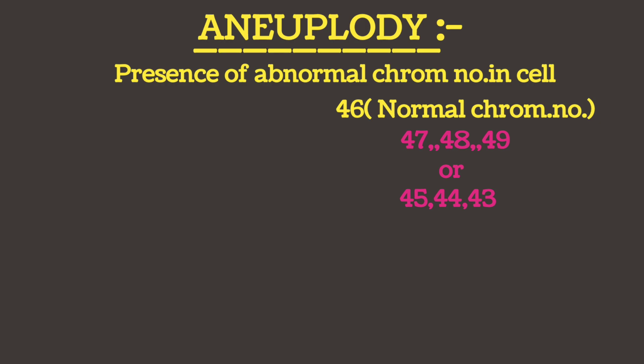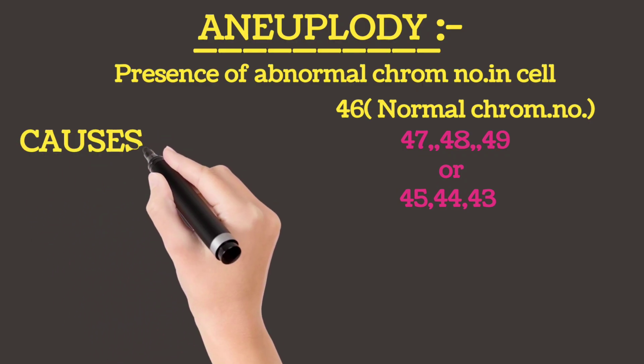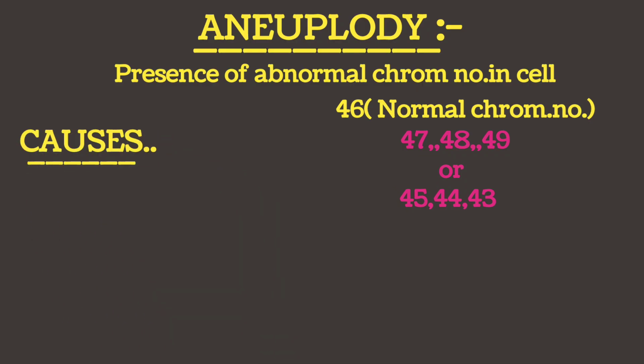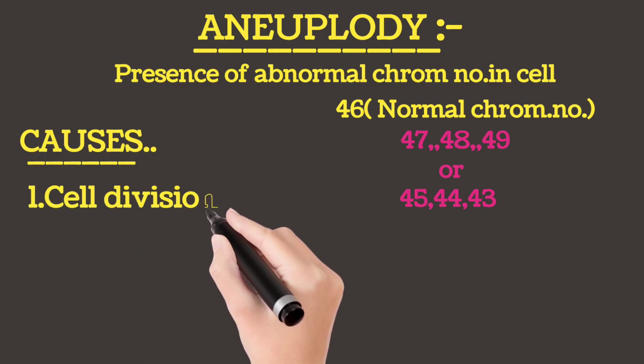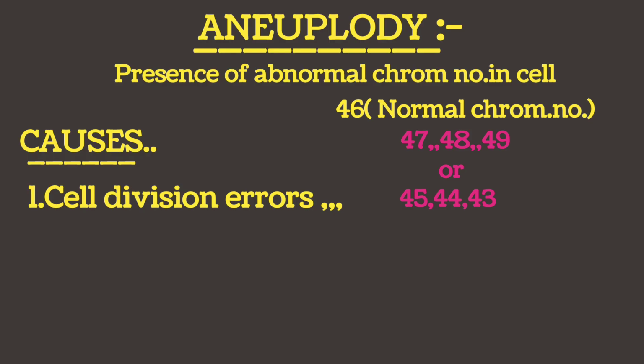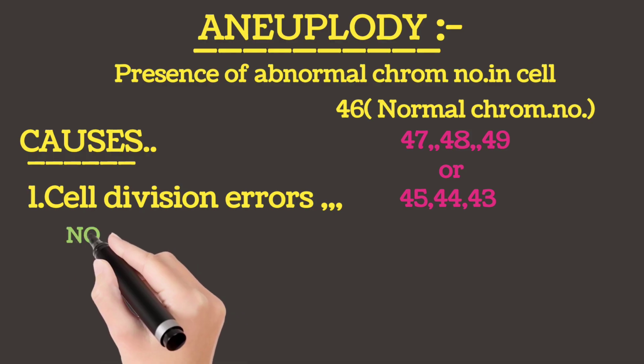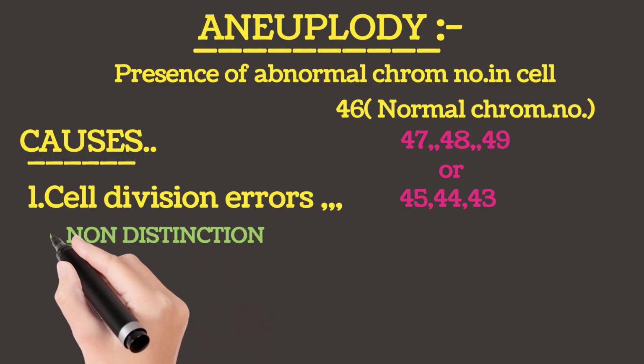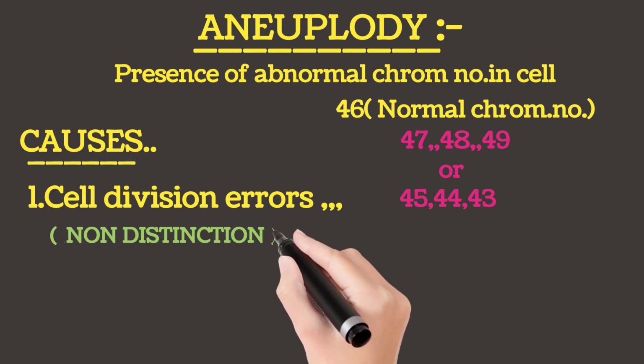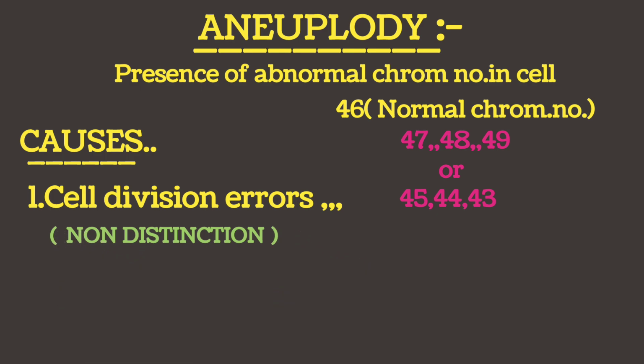Now, how is aneuploidy caused? It occurs due to errors in cell division. When errors occur in the cell, some cells get more and some get fewer chromosomes than the normal number. Some cell division errors are: number one is non-disjunction. When non-disjunction occurs, basically the homologous chromosome pair fails to separate and becomes the cause of aneuploidy.